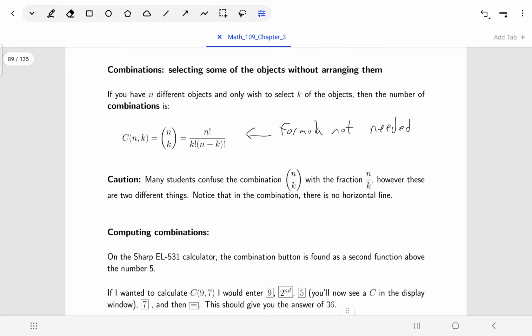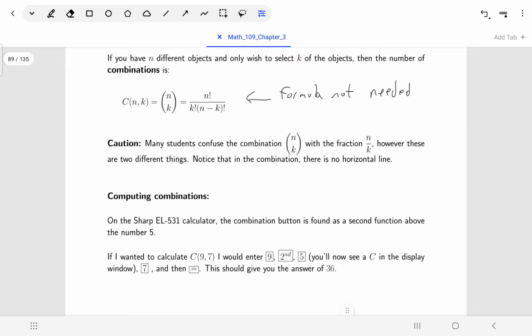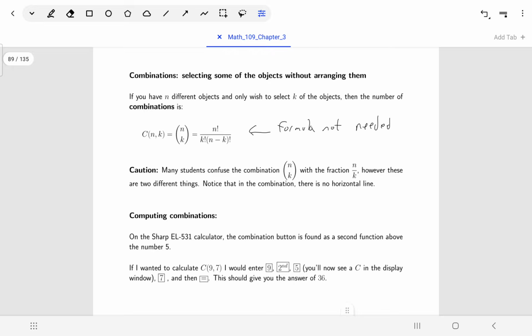So we had, above the number 4, that was factorials, above the number 6, that was permutations, and above the number 5, that's combinations. So 9C7, a combination of selecting 7 things out of 9 things. I would enter that as 9, second function 5, that would give me my combination. There'll be now a little C in your display window, and then 7, so my display window will now say 9C7, and then when I hit equals, it'll give me the answer of 36. So if I had 9 different houseplants and I wanted to select 3 of them to bring outside today, there should be 36 ways for me to do so.